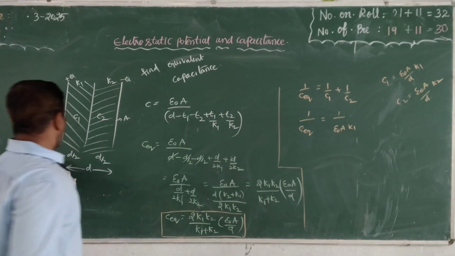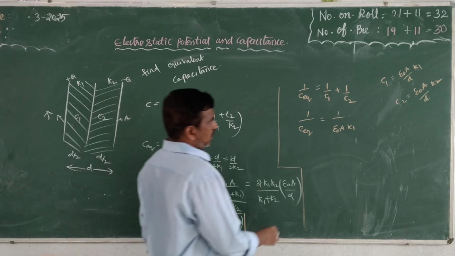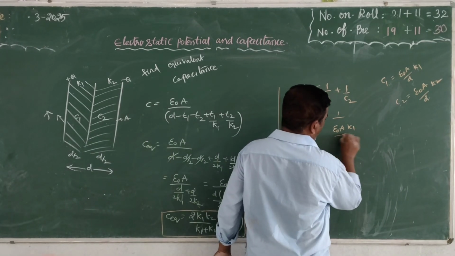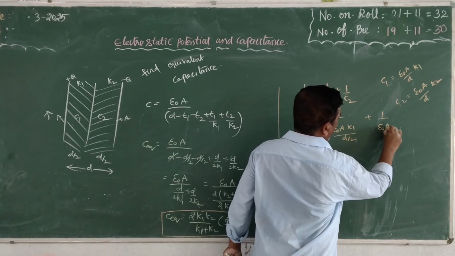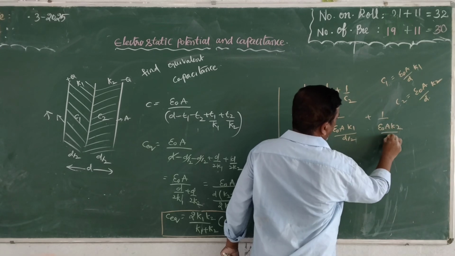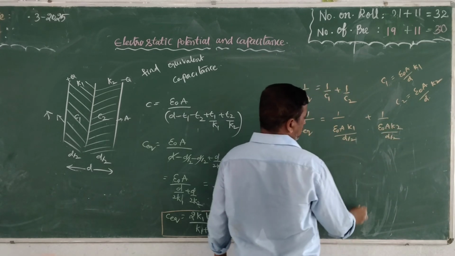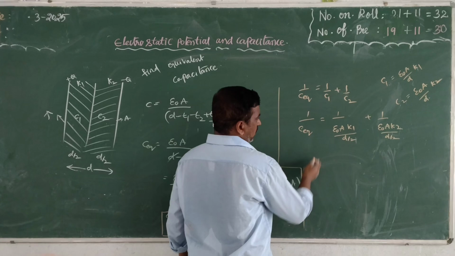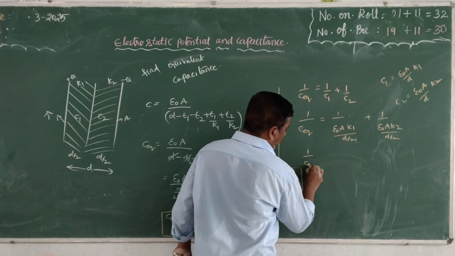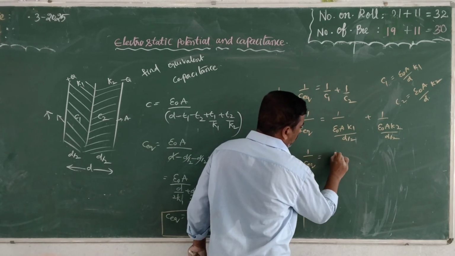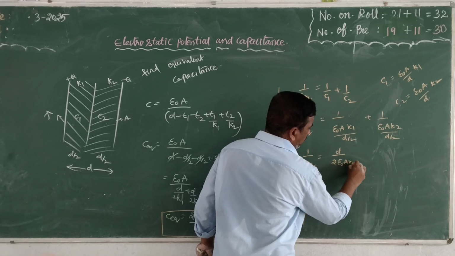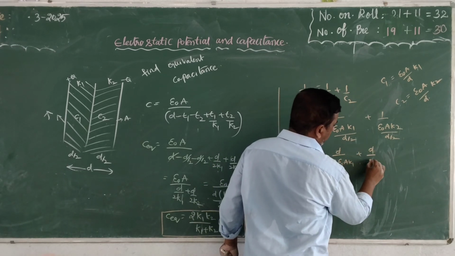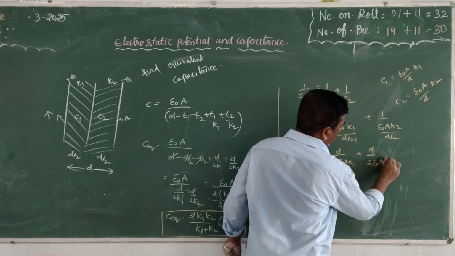What is the d now here? d by 2. We can write here K1 by d by 2, so here plus 1 by epsilon naught A by K2 by d by 2. See, here d by 2 changes. So here 1 by C equivalent equals d by 2 epsilon naught A K1 plus d by 2 epsilon naught A K2 we can get.